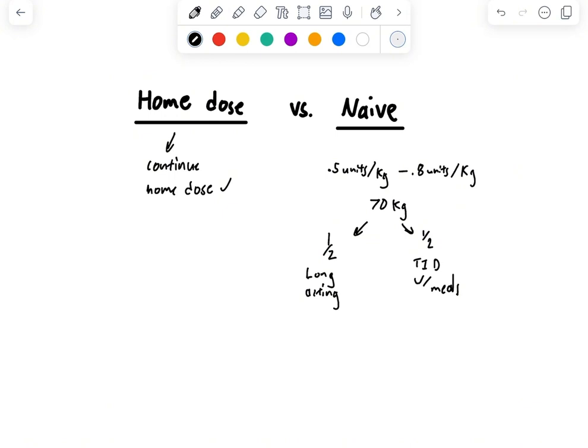So essentially, if you were actually calculating this on a 70 kilogram adult, you do 35 here, 35 here. For the long-acting, you're basically set, but for the 35 here, you would split this into essentially breakfast, lunch, and dinner. And that's how you go ahead and dose that.